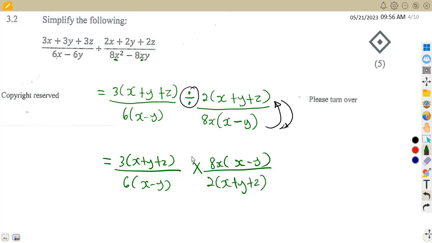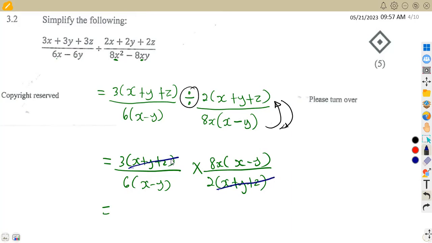So that's it, guys. At this stage, we can cancel as long as it is from the numerator to the denominator, whether it's from the first fraction or from the first fraction and the second fraction, as long as it is from the numerator and the denominator. What I'm simply saying is such as x plus y plus z, x plus y plus z.